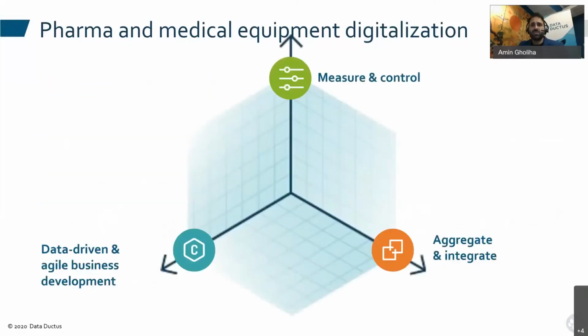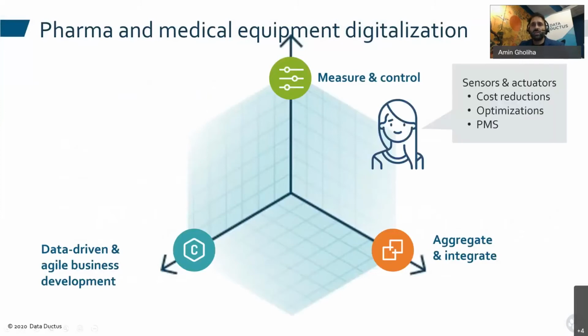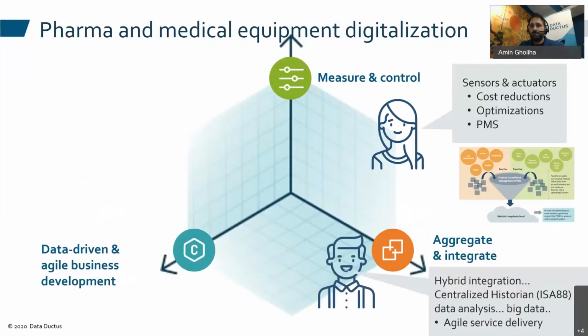There are some dimensions to this. You have a dimension that we call measure and control. Here you want to connect all your devices or machines and measure and control to do optimization, cost reduction, and post-market surveillance. And there is another dimension that we call aggregate and integrate, where you want to have a hybrid centralized historian, for instance. You want to analyze data and you want to have an agile service deliverable for everybody.